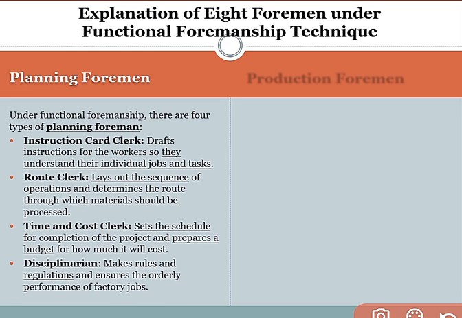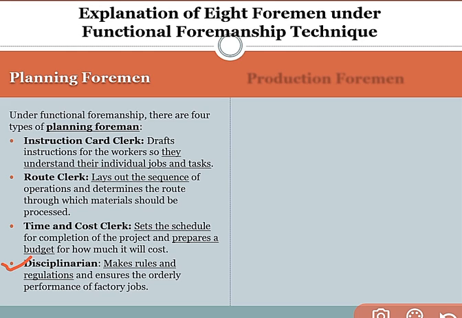The last, fourth foreman under planning foreman is the disciplinarian. The disciplinarian is a foreman who is responsible for making rules and regulations and ensuring the orderly performance of factory jobs. Right. So he is the foreman who is responsible for making rules and regulations of the organization and issuing them to the workers so that the workers perform the work in the right way, follow the rules and regulations, and there is proper discipline in the organization.